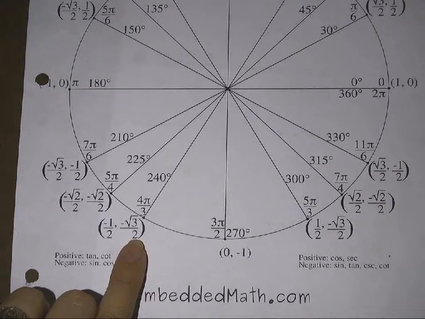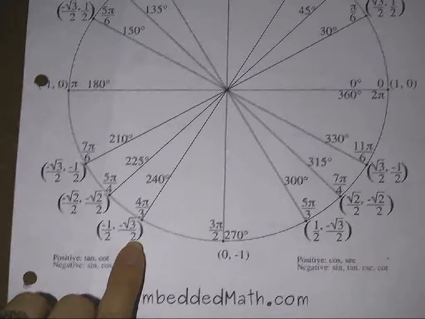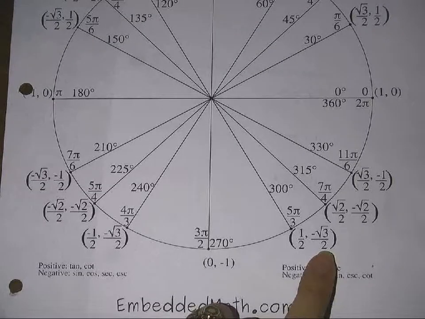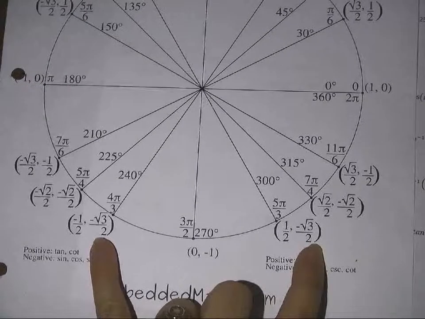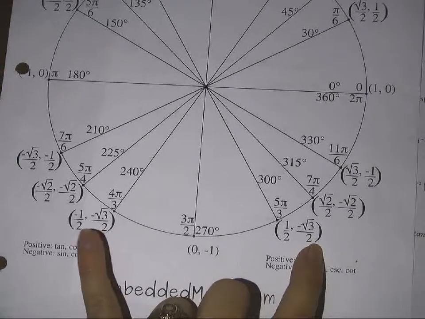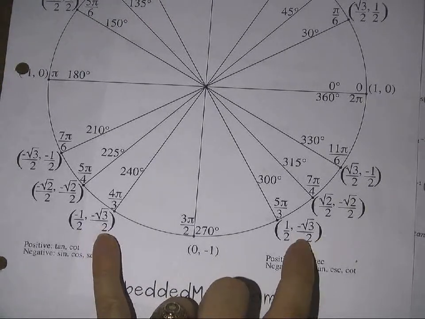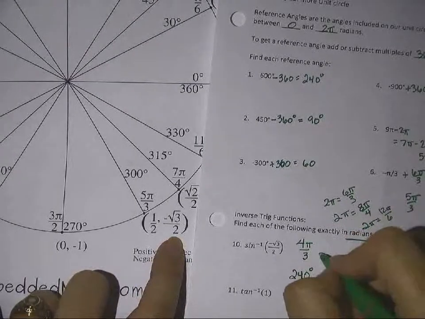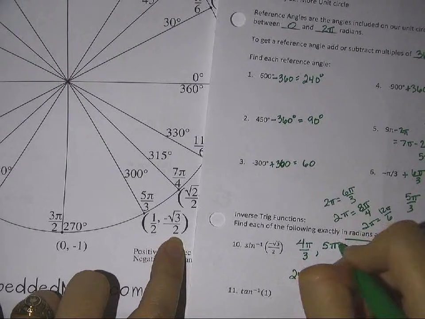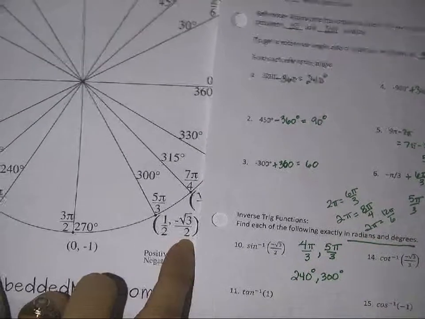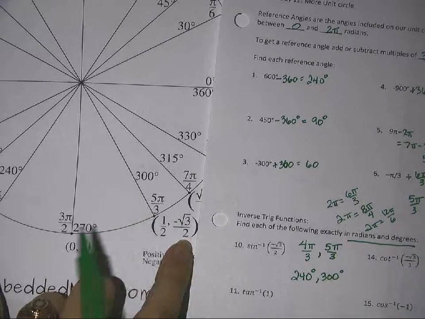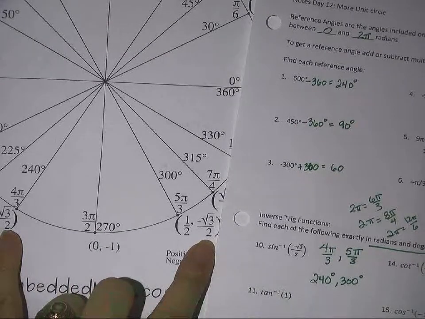But wait a minute. Is there another one on our circle? Look, it's right there. So which answer is right? Well, both of them are right. So I have to add not only this one on this side, but I also have to add this one on this side. So I'm also going to have this angle, because the sine is equal to this on both of these angles.